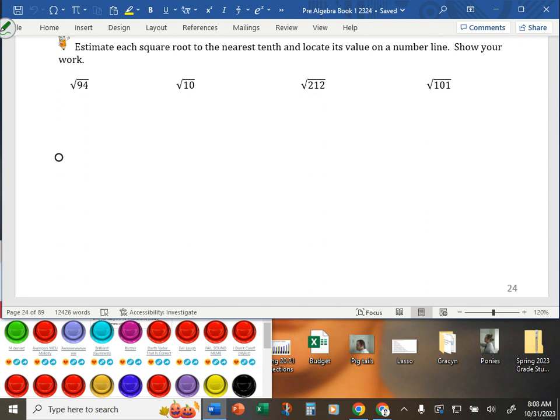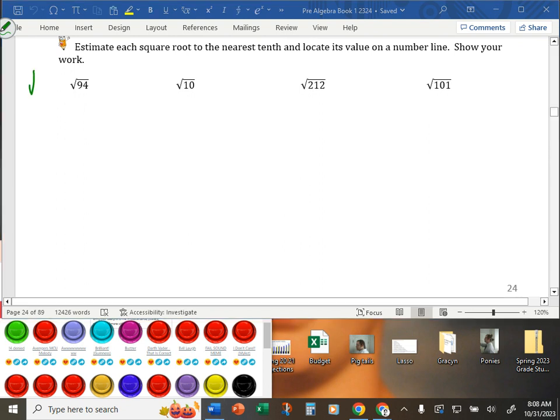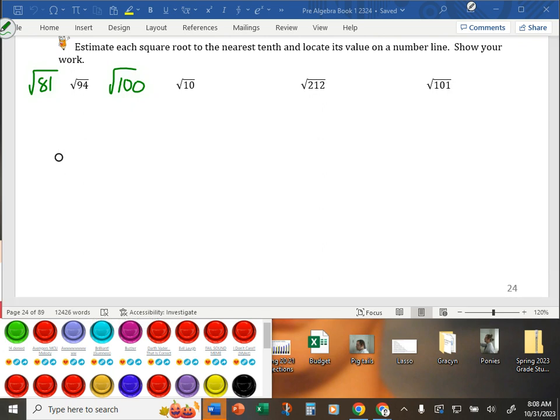So you did need to show your work on this, which all of you who did the work did. Thank you for that. But basically, you're using that chart on CO11 to help you identify where on the number line these roots fall. So root 94, and we're not going to show the work for all of them here, just the first one. You should have root 81 and root 100, because 94 is between 81 and 100. Now, what's special about 81 and 100?